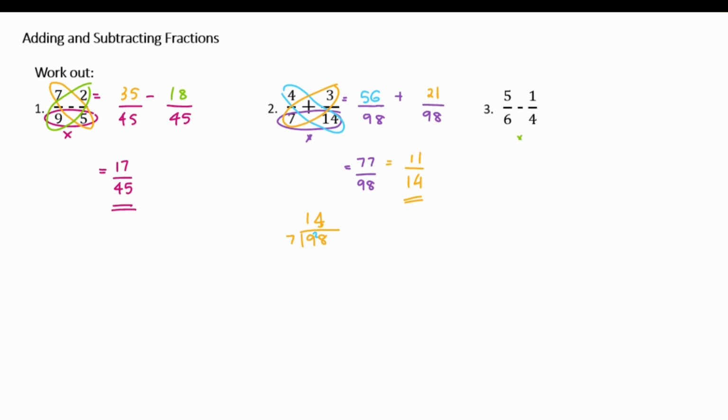For number 3, we first want to multiply 6 and 4 to get a common denominator, so 6 times 4 gives us 24. To get the first numerator, we are going to do 5 times 4, which gives us 20. And to get the second numerator, we are going to do 1 times 6, and that gives us 6. Now we can just take away our numerators, so 20 take away 6 gives us 14, and our denominator remains 24. Because these are both even numbers, that means we can definitely divide both of these by 2. 14 divided by 2 gives us 7, and 24 divided by 2 gives us 12. And that is our final answer.